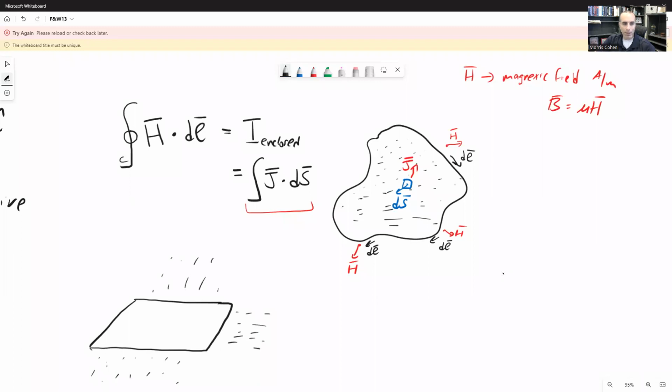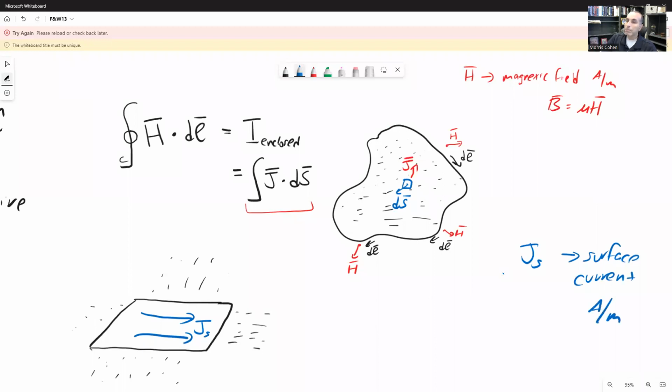I'm going to just try to indicate that with these little dashed lines. And along this entire surface, there's going to be a current, right? It's going to be Js. Js is a surface current. It has units of amps per meter, right?